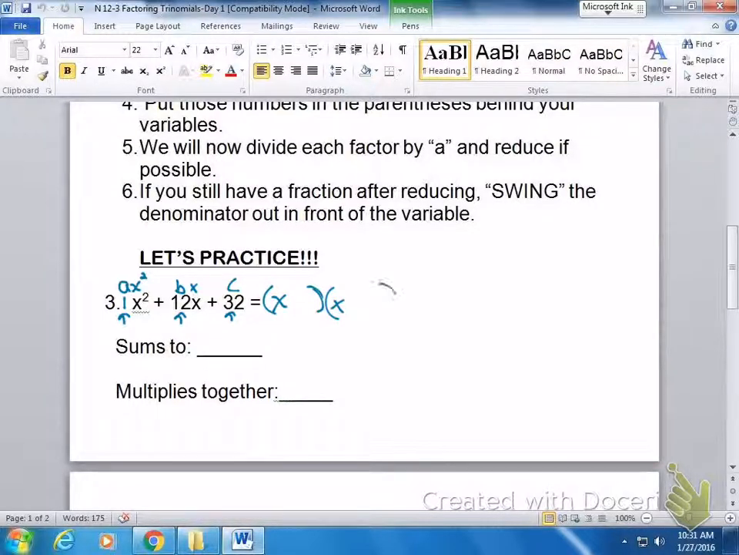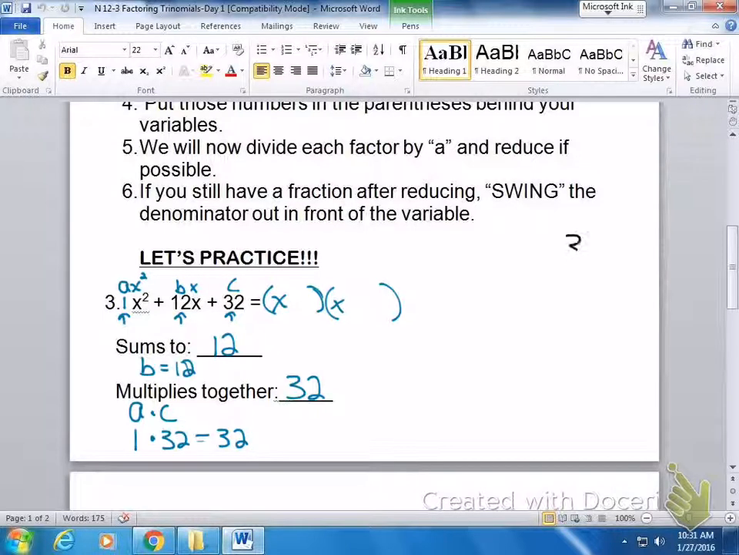Sorry, my screen gets small on this. Now it says it sums to b. Well, I know b is 12, so I have to find 2 numbers that add up to 12. But it also says that they yield a product of a times c. Since there was nothing in front of x squared, that means a is 1. My c is the last number. If I multiply those together, I get 32. So I need 2 numbers that add up to 12 and multiply together to give me 32. So I'm going to move over here to the other side.